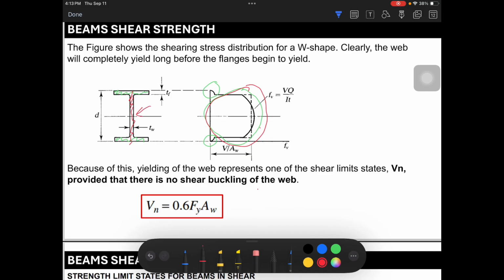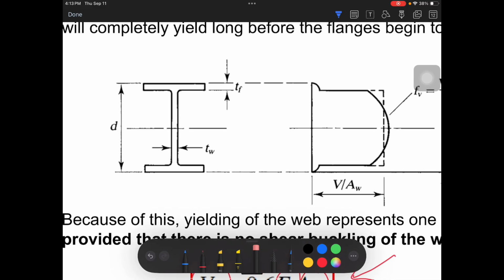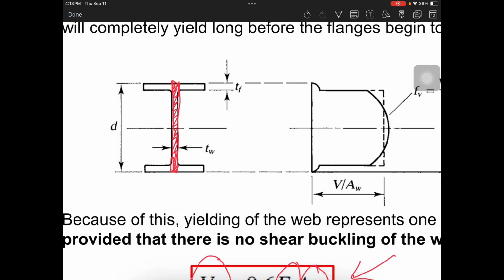Kaya naman, ang equation natin for shear strength ng beam is nominal shear strength is equal to 0.6 Fy, or the yield strength of your steel, and Aw. Aw is the area of your web. So, if this is your web, nasaan ang kanyang corresponding area? So, syempre, mag-uumpisa yan sa pinakataas. Web pa rin to hanggang sa baba. So, this whole portion is your web. Yan si Aw natin sa formula.